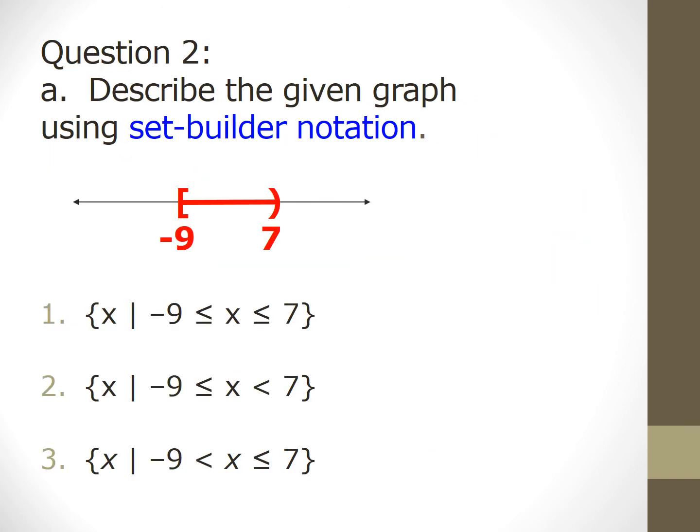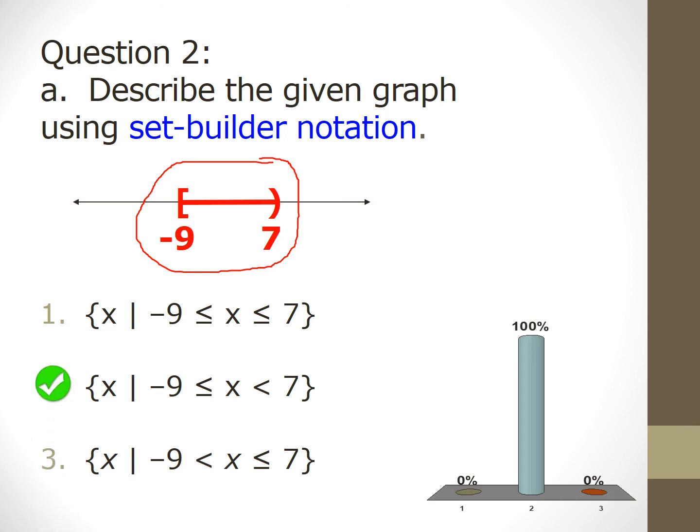So let's have you practice some of these. If you'd like to pause this, you can try these on your own. Describe the given graph using set builder notation. So here's the graph of the number set we're trying to describe. Which of these set builder notations best fits that?